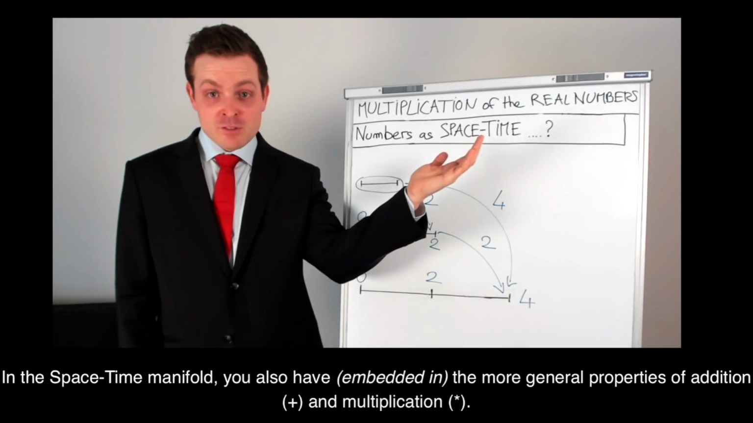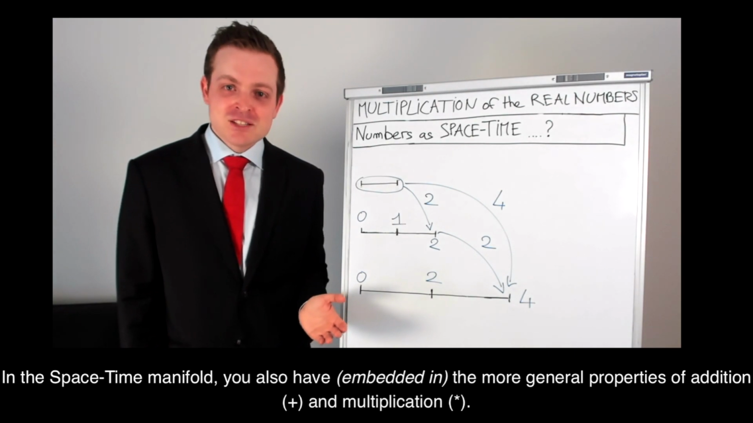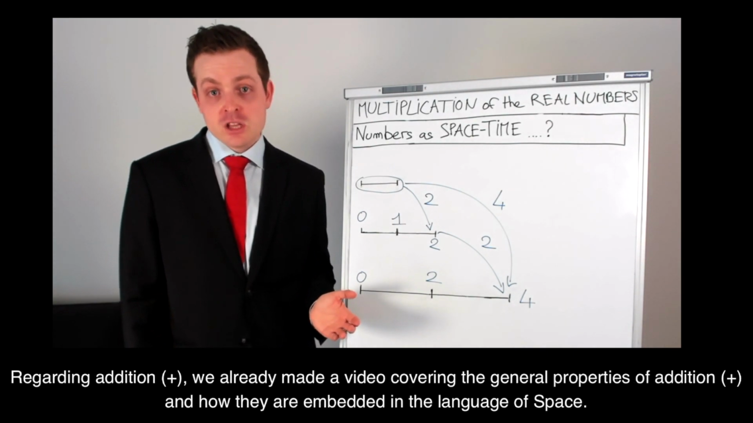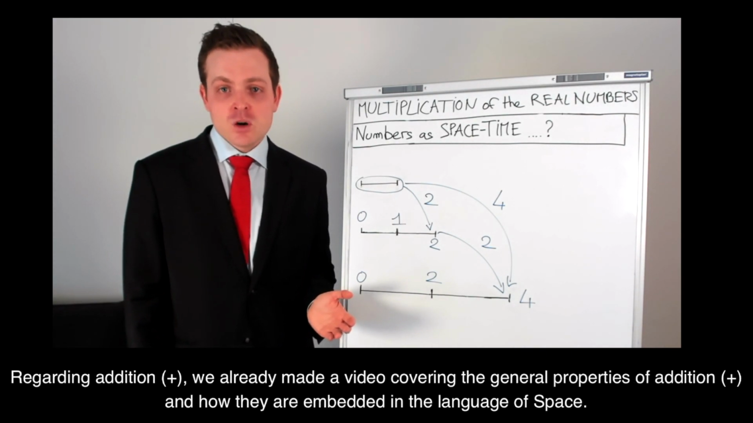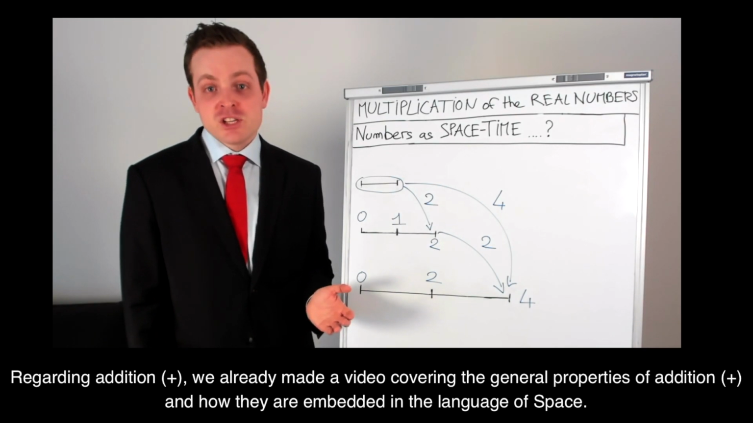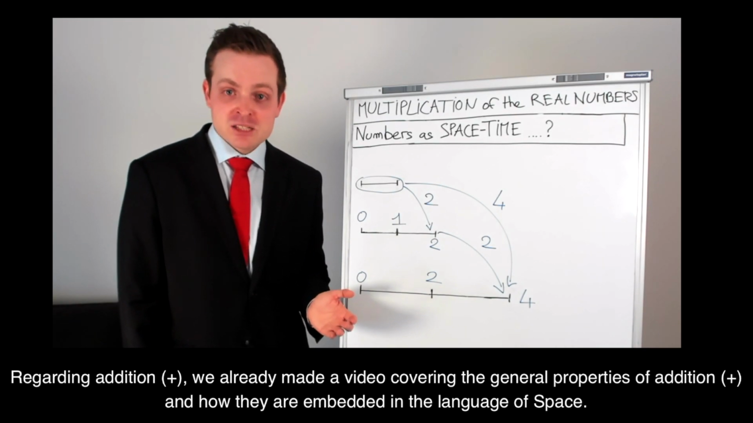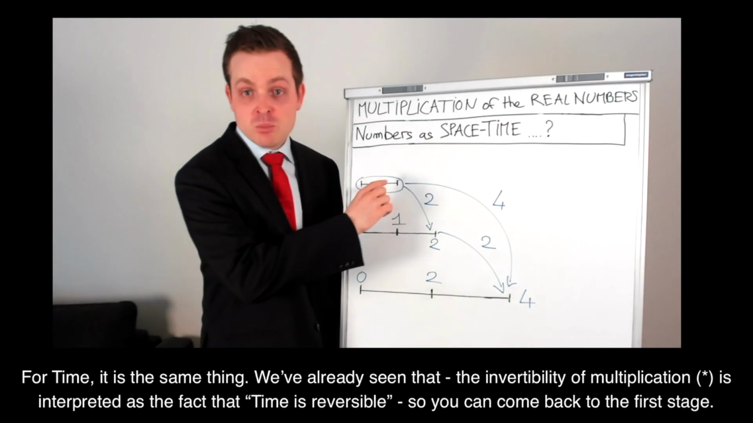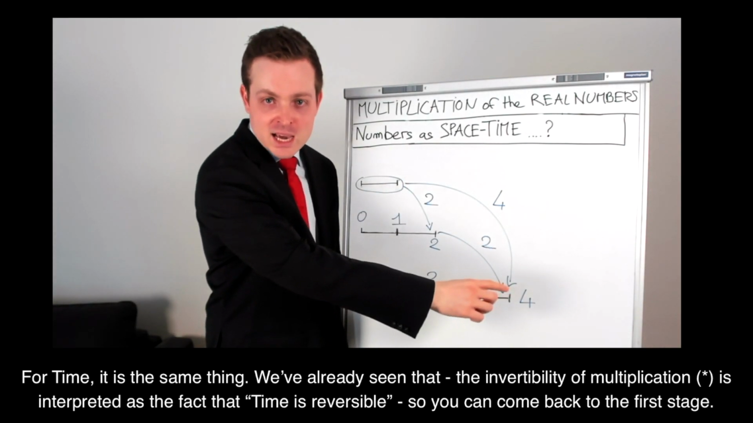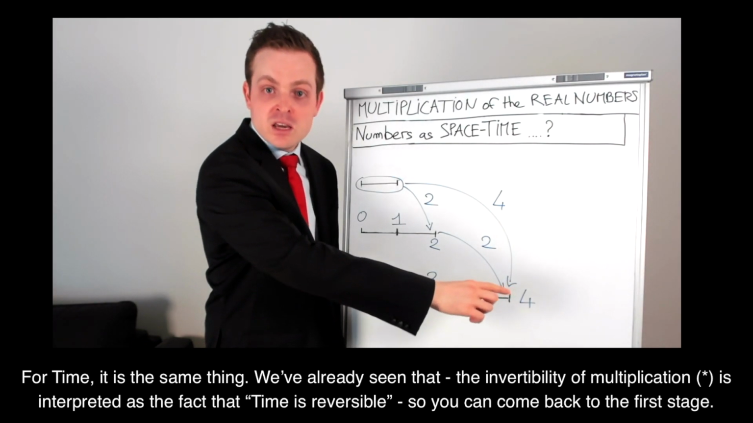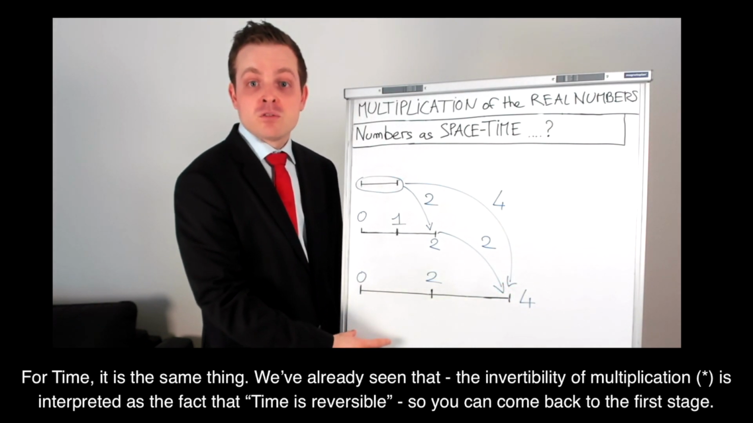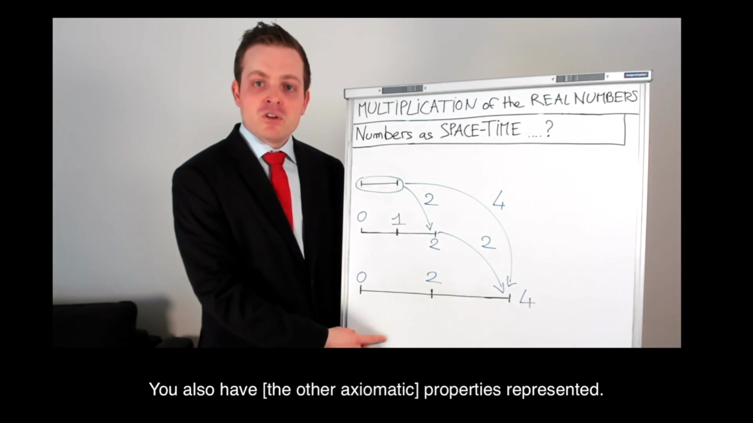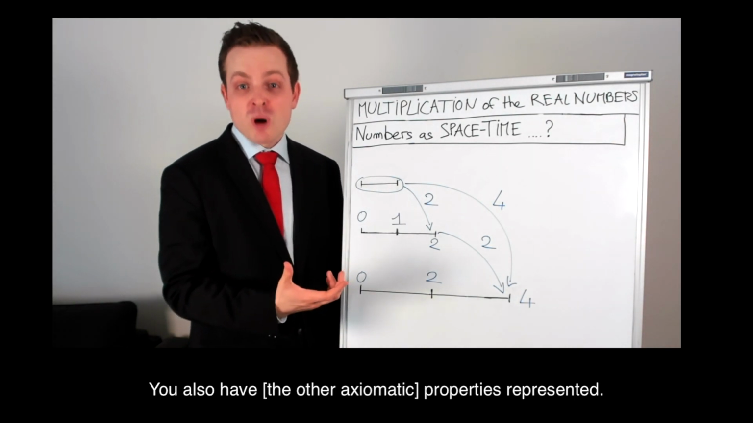In the space-time manifold, you also have the more general properties of addition and multiplication. For addition, we already made a video covering the general properties of addition and how they are covered in the notion of space. But for time, it is the same thing. We've already seen that, for example, the invertibility of multiplication is interpreted as the fact that time is reversible, and so you can come back to the first stage of the number. But you also have all the properties represented.